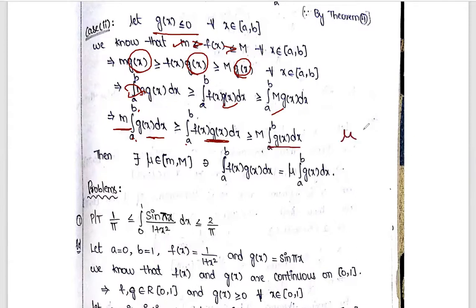So, we already know what mu is. Mu lies between the infimum and supremum of the sequence. So the integral from a to b of f(x) dx is equal to mu times the integral of g(x) dx. Now, we will quickly look into the problem.